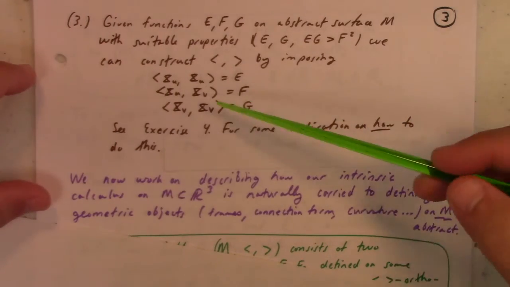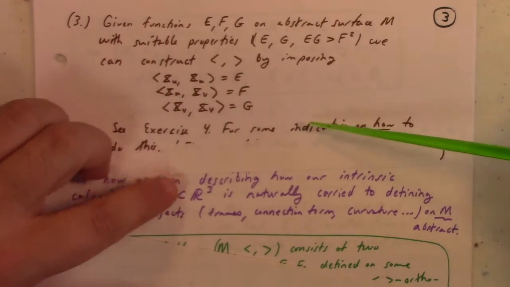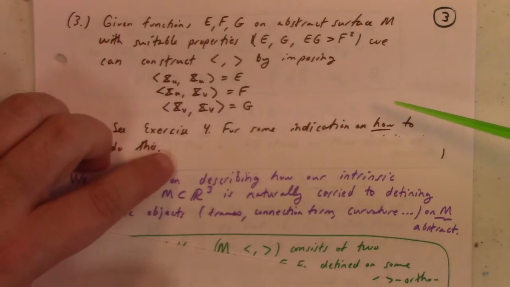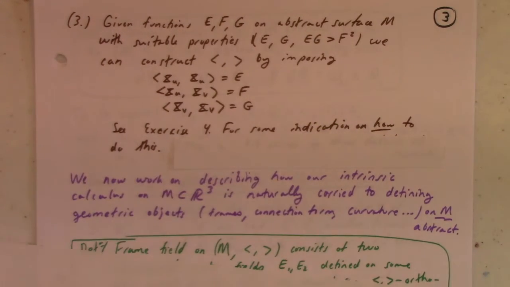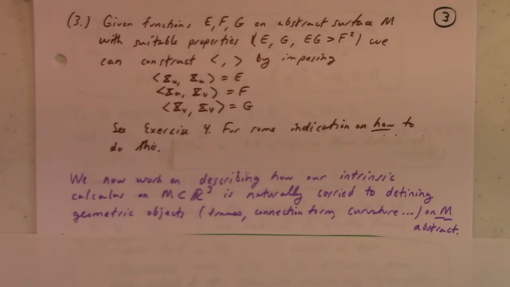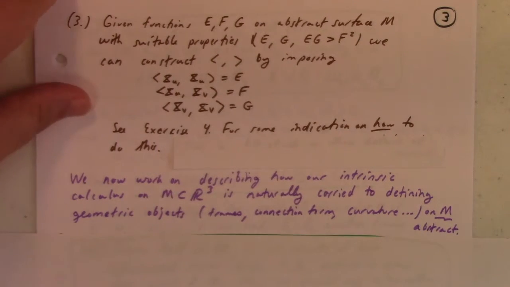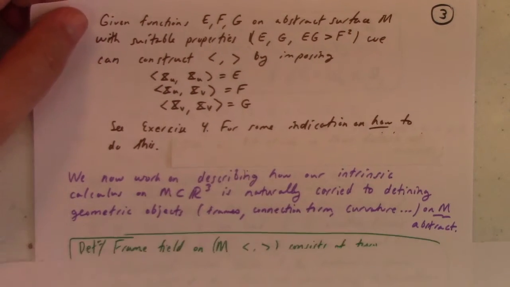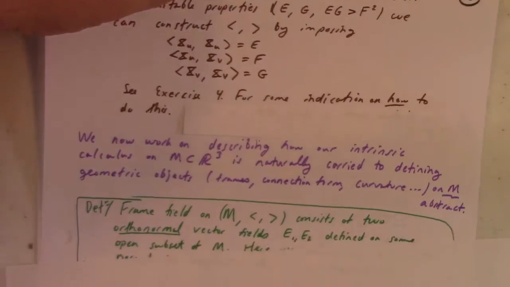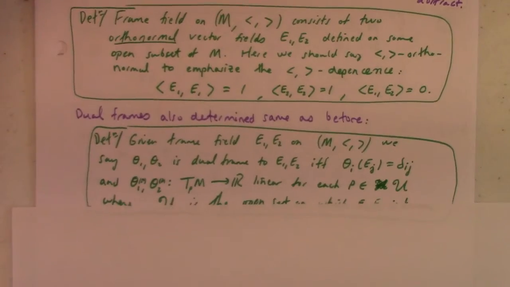So anyway, you can see exercise 4 for some indication on how to do this, although we'll actually put this into practice before too long, if not in this lecture, in the next. So we now work on describing how intrinsic calculus on a surface in R3 naturally carries over to defining geometric objects, frames, connection form, curvature, and so forth on the geometric surface, remember, which is abstract. We don't have definitions there yet. It's very natural.